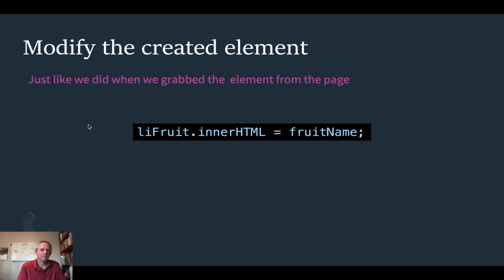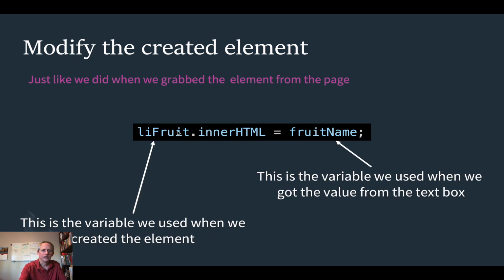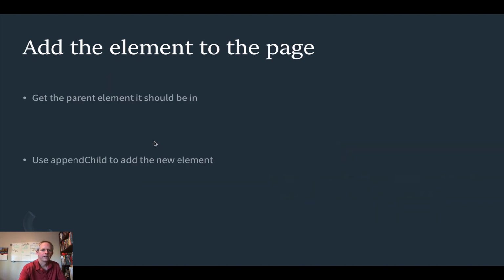So now I can modify it just like we did before. And I can say liFruit.innerHTML equals fruitName. This is the variable we used when we created that element. And this is the variable we used when we got the value out of the text box before. So that takes that value, puts it into the inner HTML of that list item that we created on the previous slide. And then we need to add the element to the page.